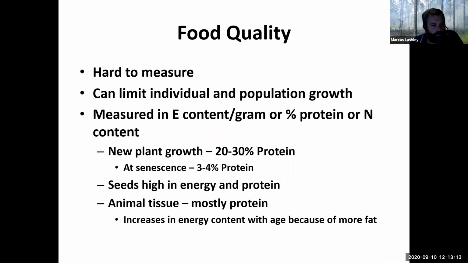So food quality is pretty hard to measure, and that's because it's so variable in the environment, especially for herbivores or frugivores. The plants vary widely in their nutritional composition, and they might, based on the age of the plant. A new leaf generally is really high in protein, whereas that same leaf right before senescence might be really poor. Seeds typically are really high in energy and protein, but they're typically low in some of the other things like essential nutrients that you might need and essential amino acids.